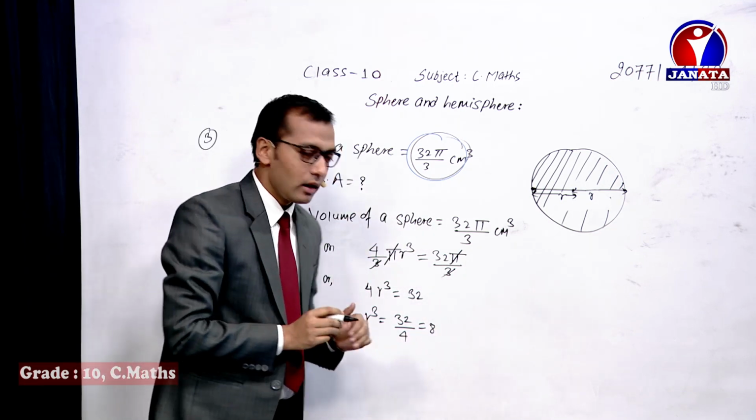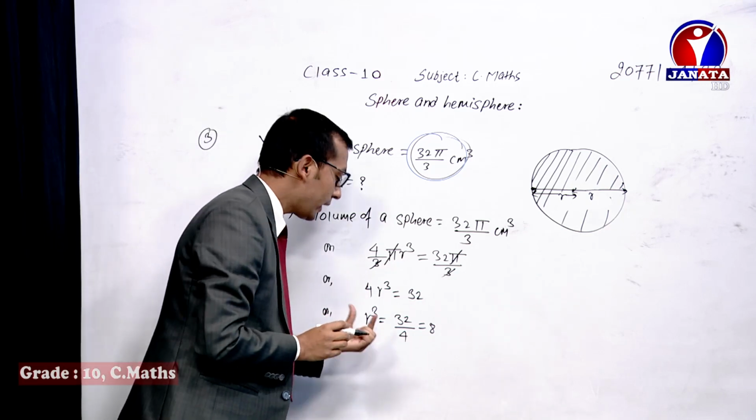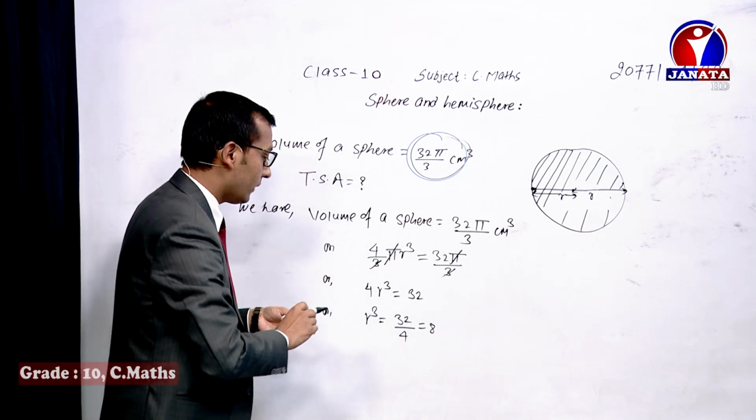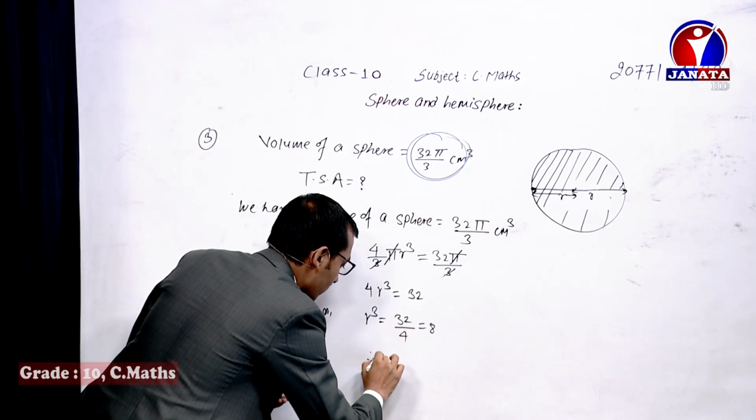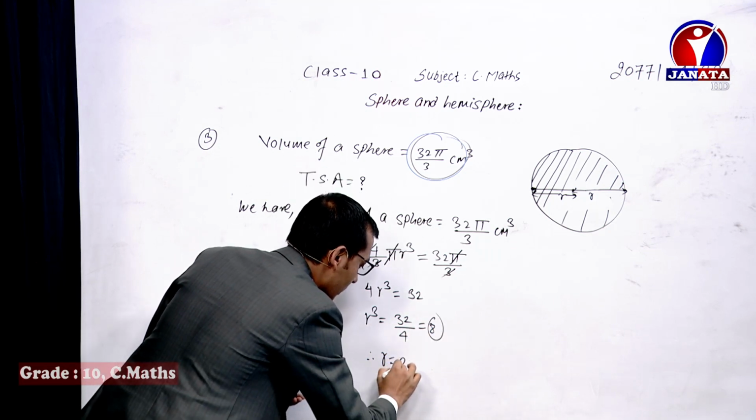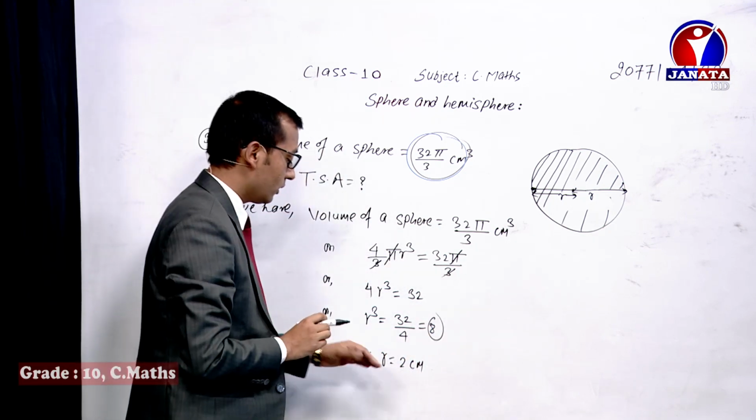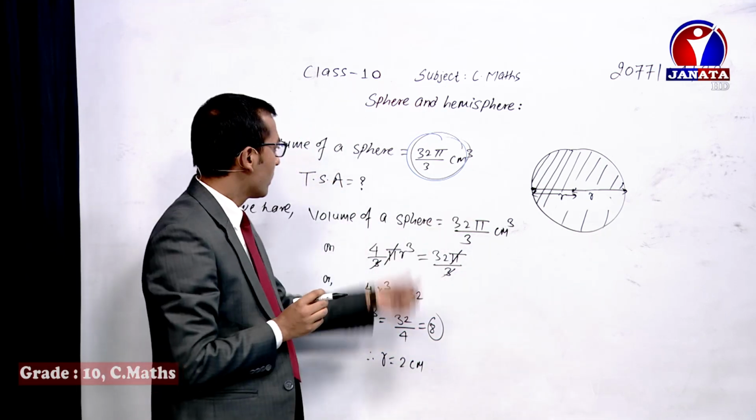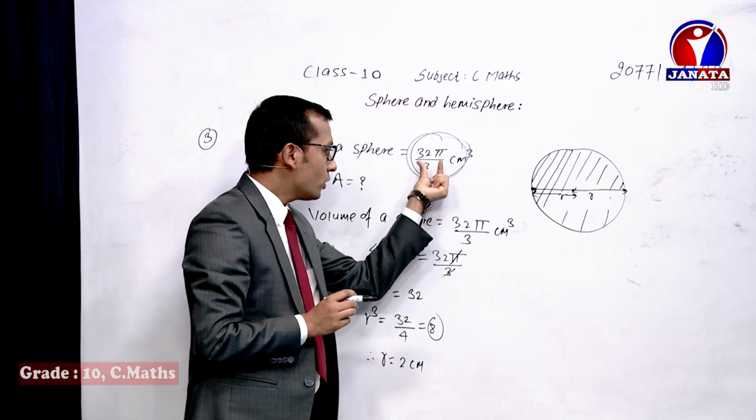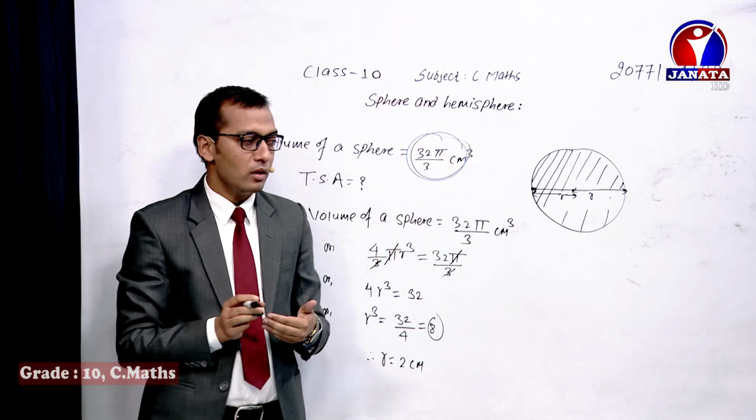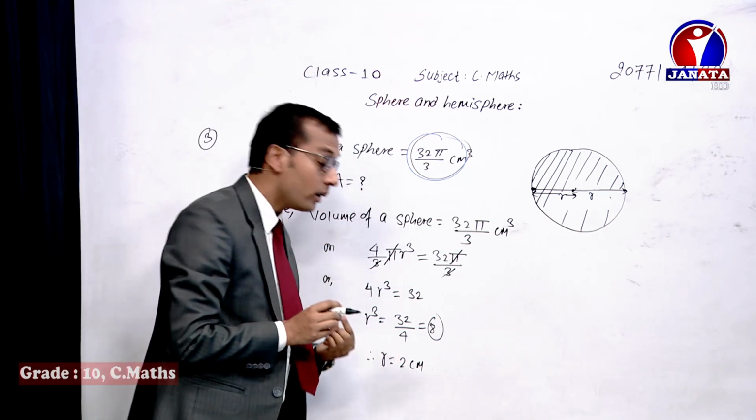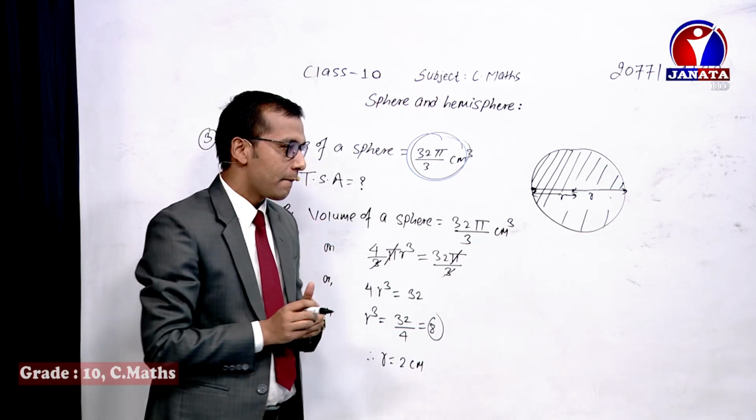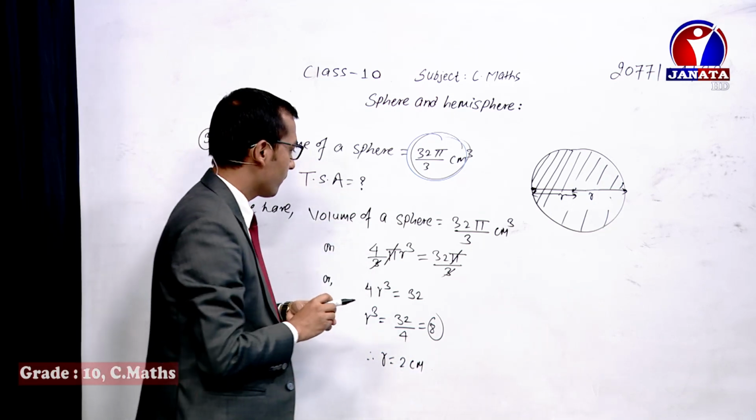R cube is 8. Now for finding the value of radius r, we need to take cube root on both sides. After that we will get the value of r. So what is the radius? Cube root of 8 is 2 centimeter, the radius of the sphere whose volume is given 32 pi over 3 cubic centimeter. So after calculating the radius, now we can calculate the surface area or total surface area of this sphere.